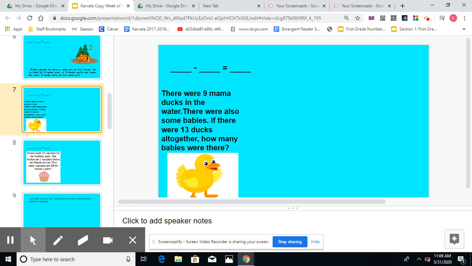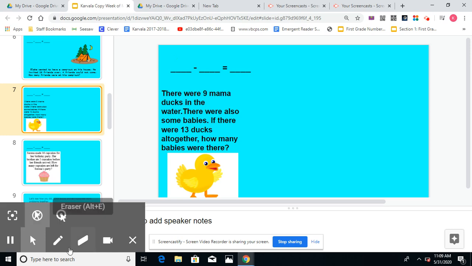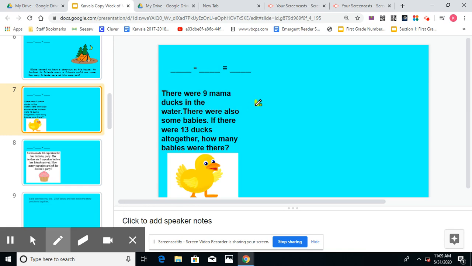All right, there were 9 mama ducks in the water. There were also some babies. If there were 13 ducks altogether, how many babies were there? Okay, so we know there's 13 ducks. I'm going to do this yellow. Okay, 13 ducks. 1, 2, 3, 4, 5, 6, 7, 8, 9, 10, 11, 12, 13. There was 13 ducks.